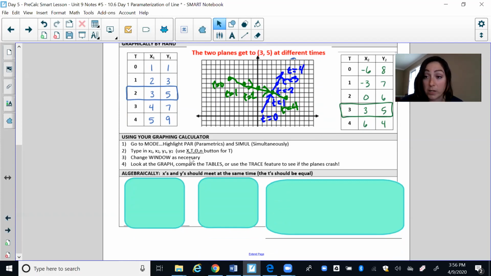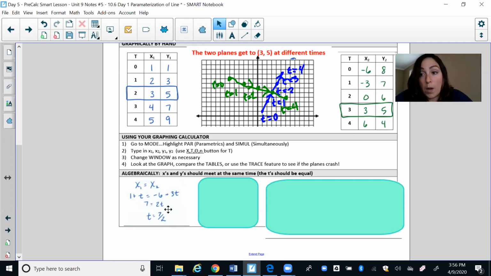Now, algebraically, you can determine if the two planes are going to intersect at the same time as well. And what you should do is you set your x's equal to each other, your y's equal to each other, and you determine if x and y meet at the same time. So we start by setting our x1 equal to our x2. So 1 plus t equals negative 6 plus 3t. Solve for t, and we get t equals 7/2. Do the same thing for y.